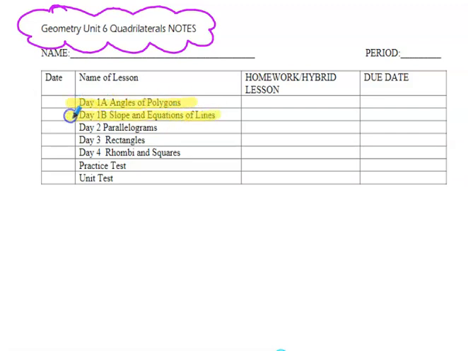So we've got day 1A and 1B today, and then we'll do day 2 and 3 next time. What I'd recommend is once you have a day done, make a check mark for yourself, so then you know that you completed it. Then you can move along and see where you're at with getting your notes accomplished. So this checklist is for you.